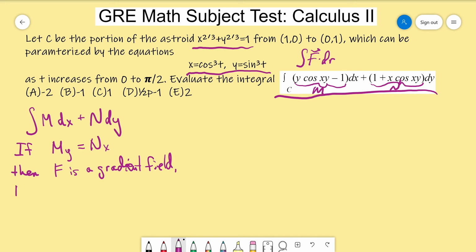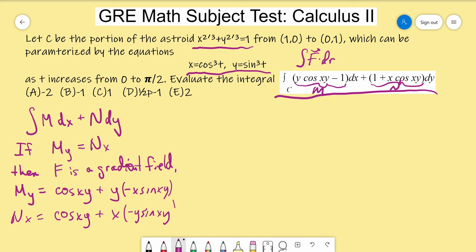So let's see, what is the derivative of M with respect to y? We have to use the product rule, so the derivative of y is 1 times cosine xy plus y times the derivative of cosine xy with respect to y, which is negative x sine xy, and the minus 1 drops out. And what's the derivative of N with respect to x? The 1 drops out, and we get the derivative of x, which is 1, times cosine xy plus x times the derivative of cosine xy with respect to x, which is negative y sine xy. So these two are definitely equal to each other, which means that F is a gradient field, which means that we can find a potential function.